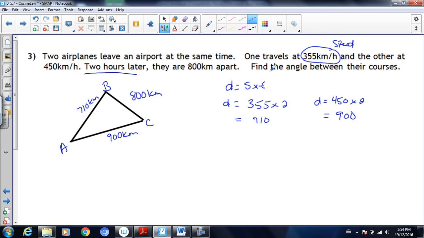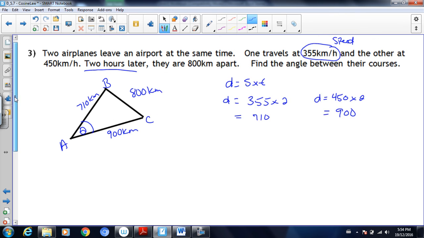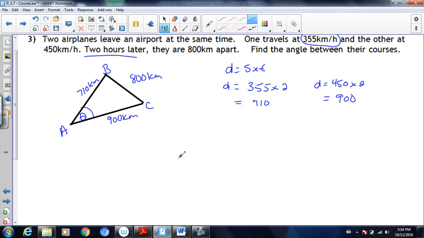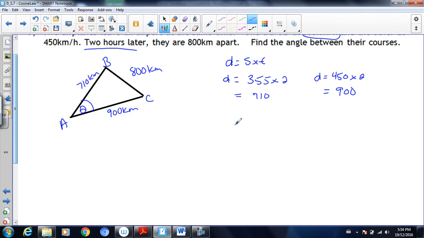Now it's asking to find the angle between their courses. This is their course, right? From the airport to where they ended up. So we need to know this angle. Angle theta, we don't know, so we need to know angle A. We have three sides, therefore we can go ahead and use the cosine law. When we use the cosine law, we are writing it in terms of angle A.